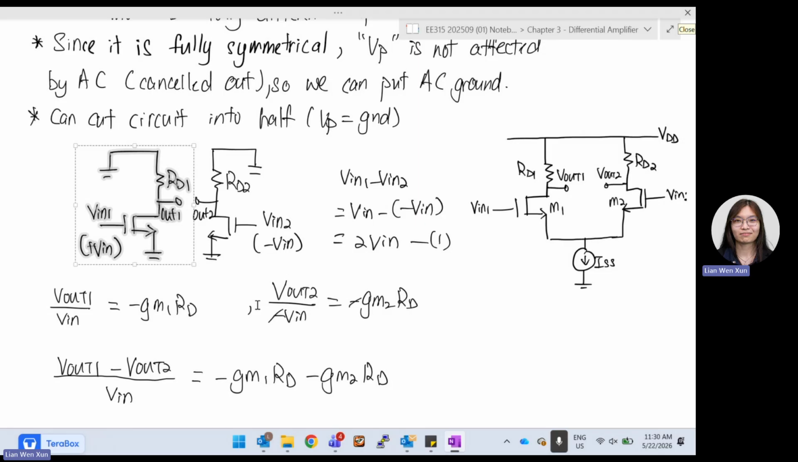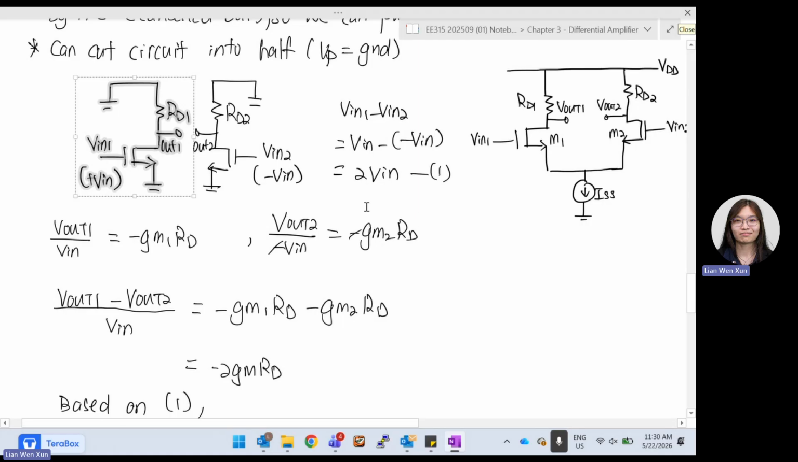So in this case, V out 1 versus V in 1 is a common source, so it's just negative GM RD. V out 2 over V in 1, but now it's not V in 1, it is negative V in 1. Generally, output over input is negative GM RD, but since this is negative V in 1, you cancel the negative. So it becomes GM2 RD only. Then we can figure out V out 1 minus V out 2 versus V in.